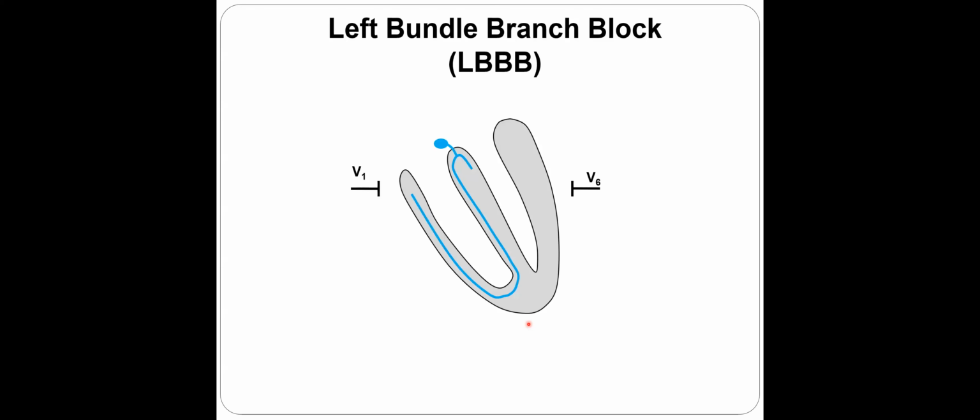Similarly, the left bundle branch block can be incomplete or complete, but let's see what will happen when we have a left bundle branch block. Is the septal activation altered? Yes, because it's missing the left bundle. So only the right side can activate the septal part. This is why everything starts negatively in V1 and positively in V6.